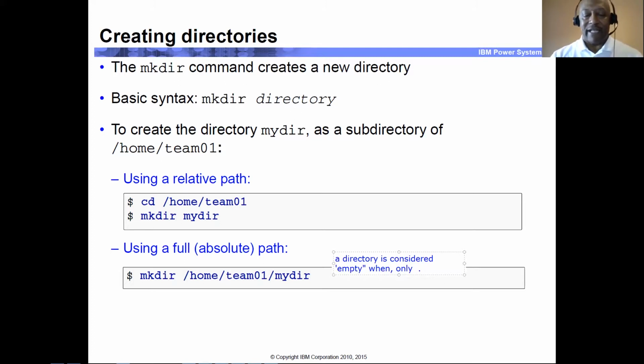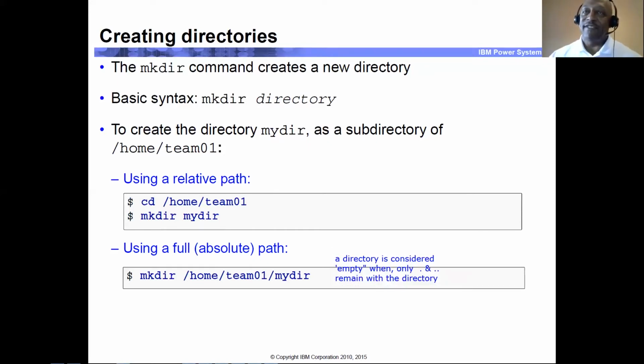Only dot and dot dot remain within the directory. The directory is considered empty when a dot and a dot dot are the only two items that remain within that particular directory. Okay? So the directory is then considered to be empty. But also there's another condition that must be met.